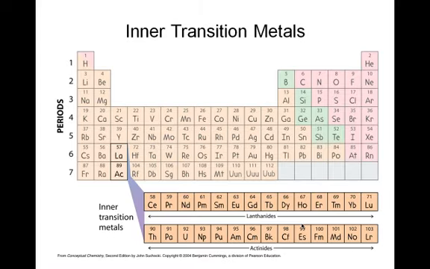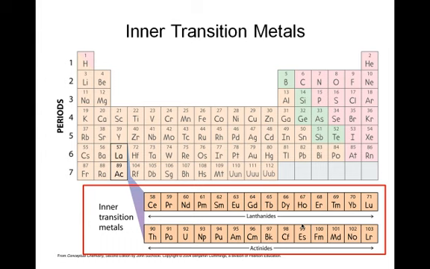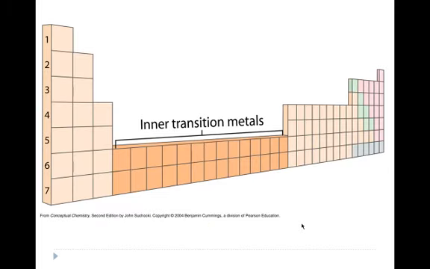Now, there are these inner transition metals. We don't work with them too often because they're very radioactive. We have a name for them. These guys down here, they're called the lanthanides and the actinides. We call them the lanthanides and the actinides because they follow lanthanum and actinium on the periodic table.